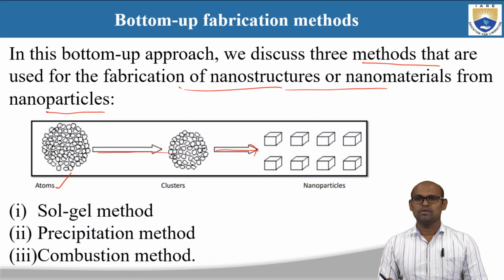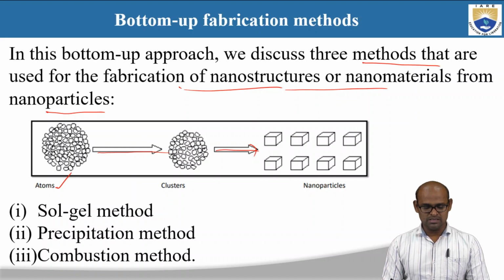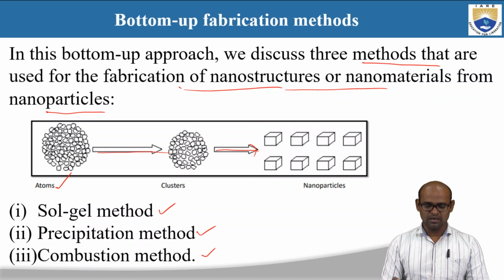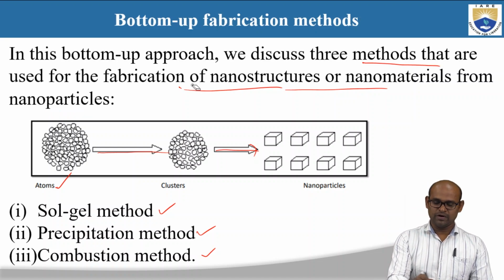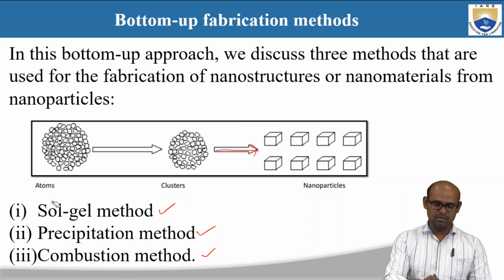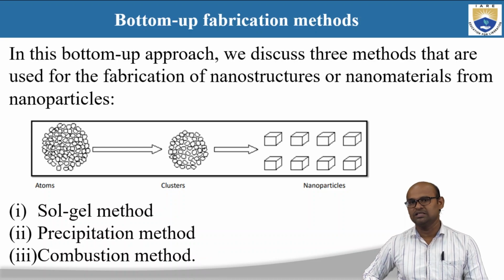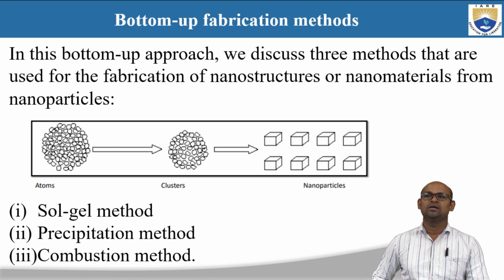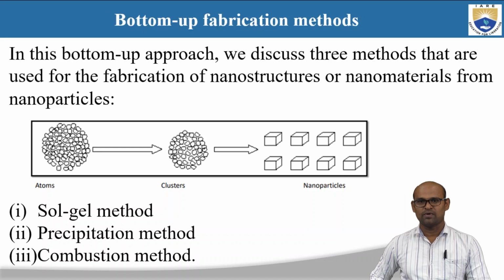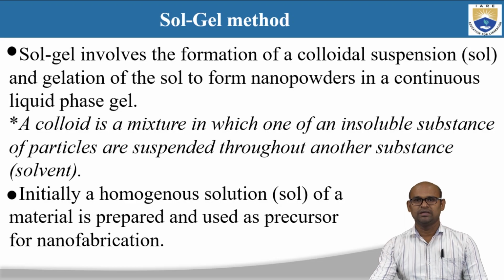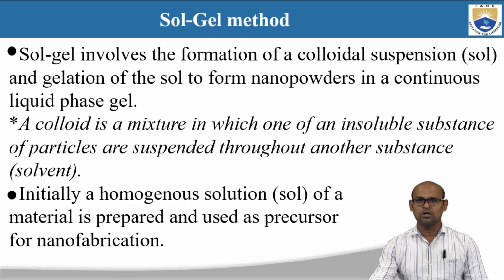In this bottom-up fabrication method, there are three different methods: sol gel method, precipitation method, and combustion method. These are the three methods available in the bottom-up fabrication approach. Let us see what these three methods are, and how we fabricate nanomaterials or nanostructures from atoms or molecules from the beginning. The first method in the bottom-up approach is the sol gel method.